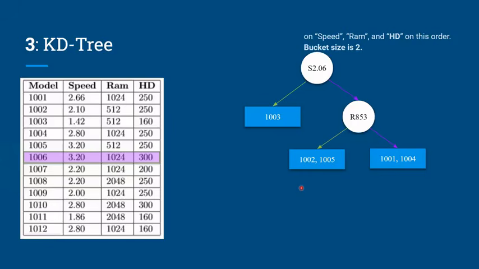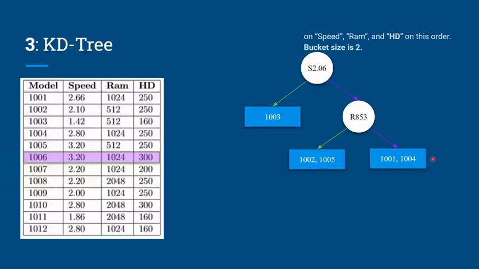1006 should be placed in this bucket. Why that? Well, 2.06 is less than 3.2, so we go to the right. Then 853 is less than 1024, so we go again to the right. And then we are at this point. 1001 and 1004 already exist in this bucket, and it can hold up to 2 only.